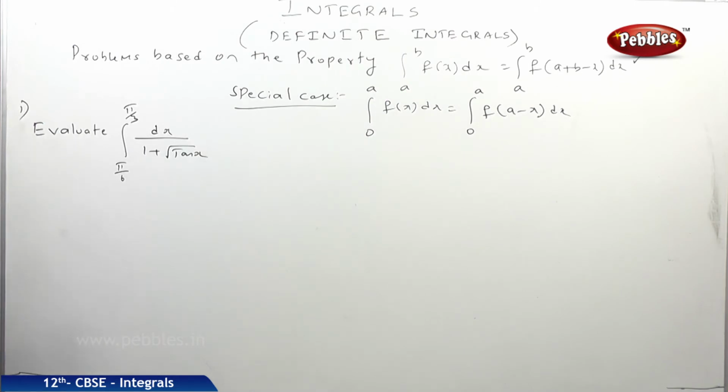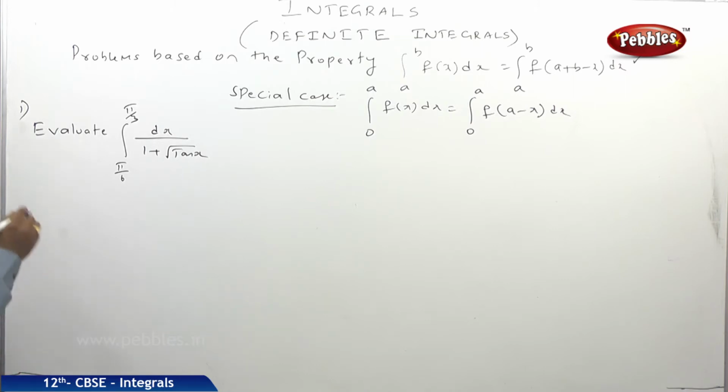Right, coming to this problem, we shall see 3 to 4 problems based on this property. He is asking us to evaluate integral pi by 6 to pi by 3 dx upon 1 plus under root of tan x.